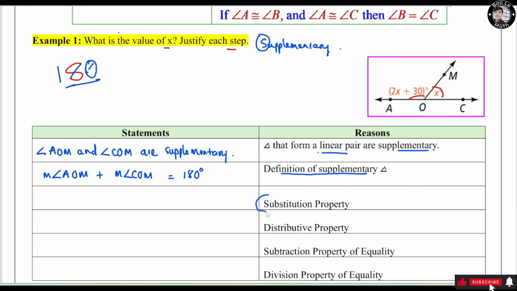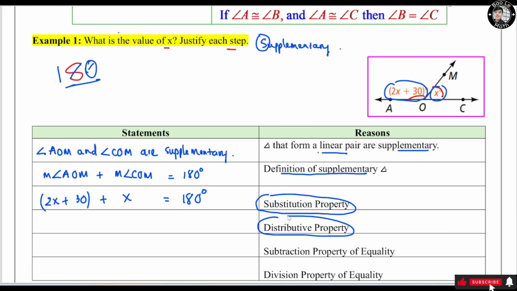Now, next one we see the reason right here. Substitution property, right? So the measure of angle AOM is this guy right here, right? Measure of angle COM is this guy right here, right? So we substitute: 2s plus 30 plus s equals 180 degrees, right? Now next one, we look at this one, distributive property, right? So we have 1 times 2s, it could be 2s, plus s, it could be 3s, right? And then 1 times 30, it could be 30, equals 180 degrees, right?